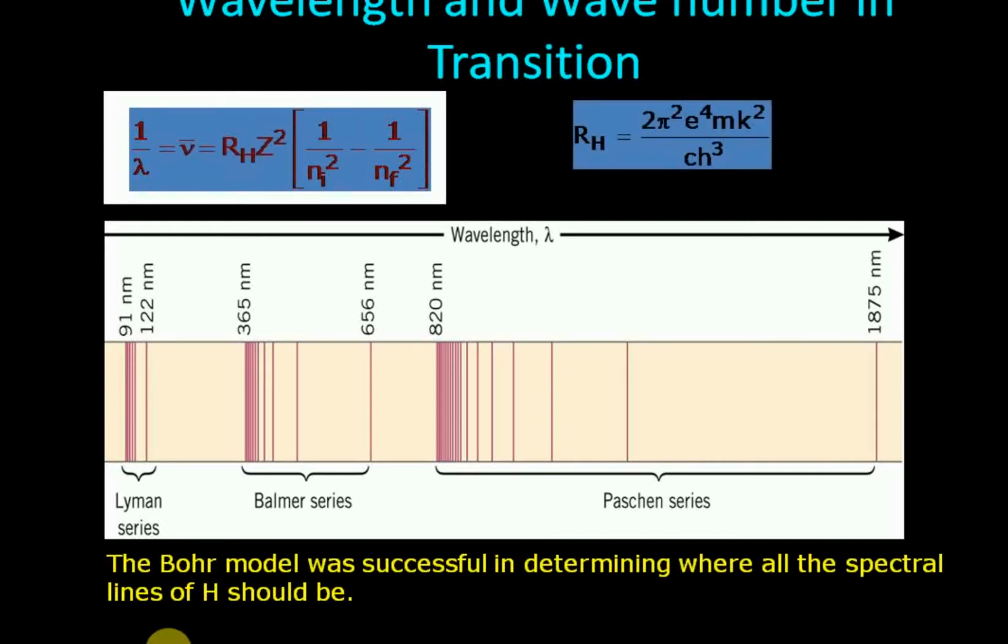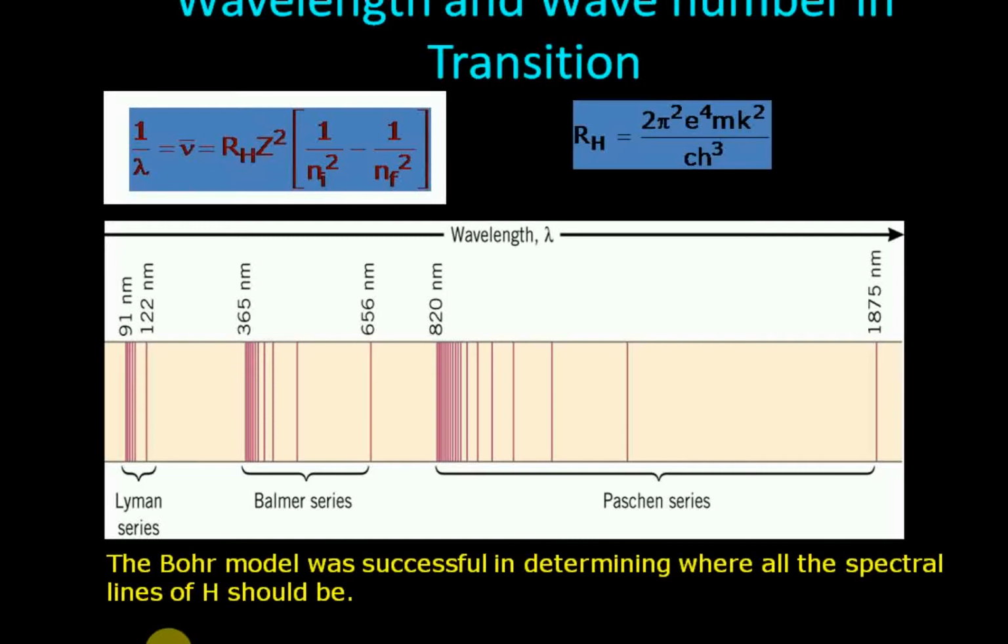Now R_H, the Rydberg constant, is equal to, by the calculation, 2 pi square into e raised to power 4 into m into k square divided by c into h cube, where pi is equal to 22 upon 7, e is electronic charge, that is e is equal to 1.6 into 10 raised to power minus 19 coulomb. m is the mass of electron, that is 9.1 into 10 raised to power minus 31 kg.